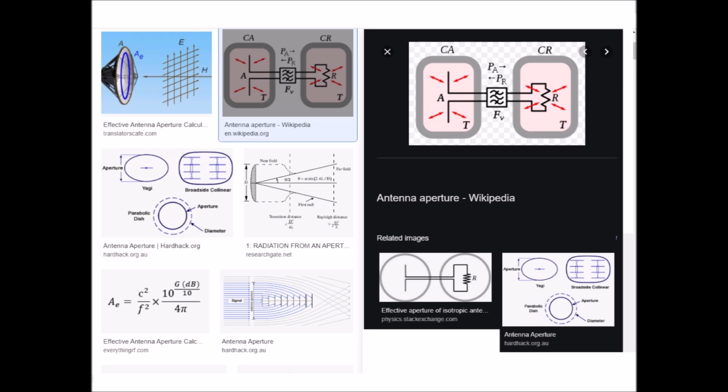The common example of aperture antenna with larger aperture is, I better start that again. I'm just going to start that paragraph again.